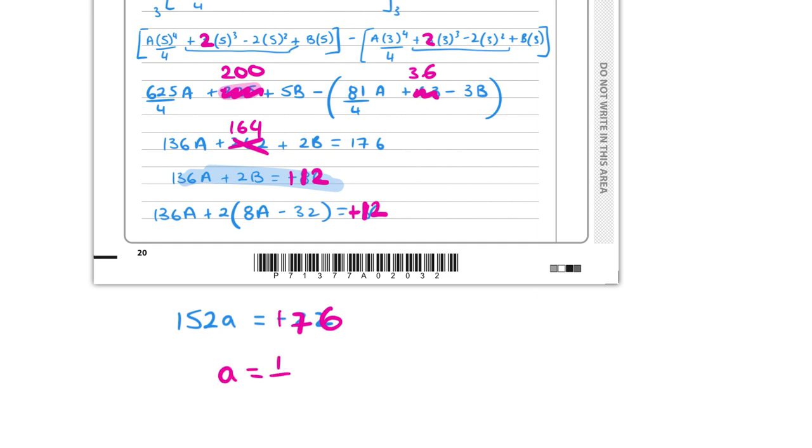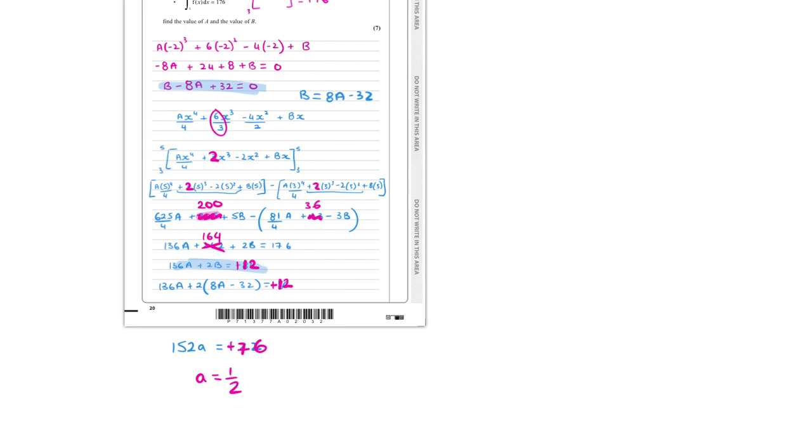Yeah, I'm doing simultaneous now. So I substituted in, sorry, before my mistake. I rearranged the first equation and substituted that in here. Okay, so now I get A as a half. That sounds a bit better than whatever I had. And then B equals 8 lots of A minus 32. So B equals negative 28.